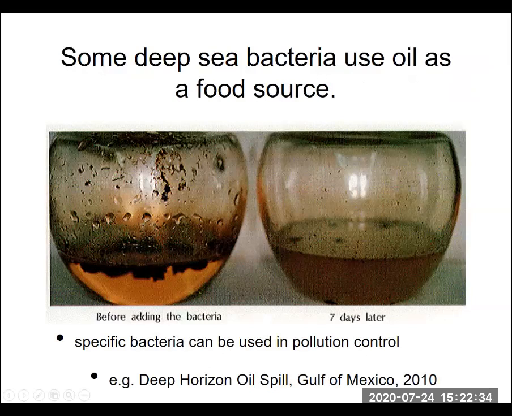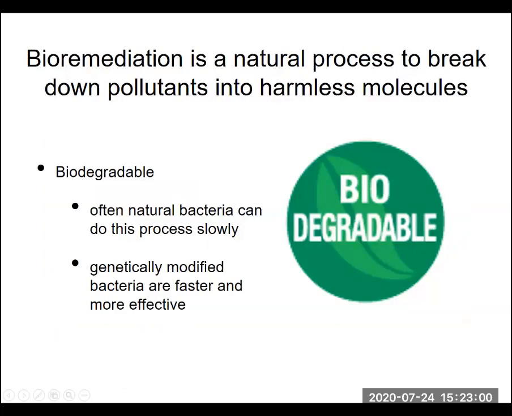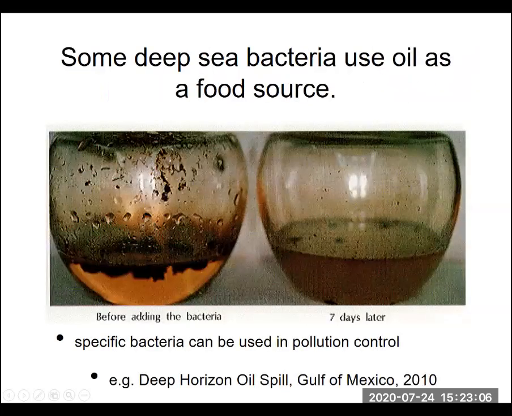An example of this is that some deep sea bacteria use oil as a food source. It's strange when we think about it, but bacteria can basically be used to break down oil spills. If we take a little beaker with oil present in it and put in some of these deep sea bacteria, within 7 days they have digested away that oil. In doing so, they've done bioremediation, making that oil, which is normally not biodegradable, biodegradable. It was able to break it down and get rid of the pollution.